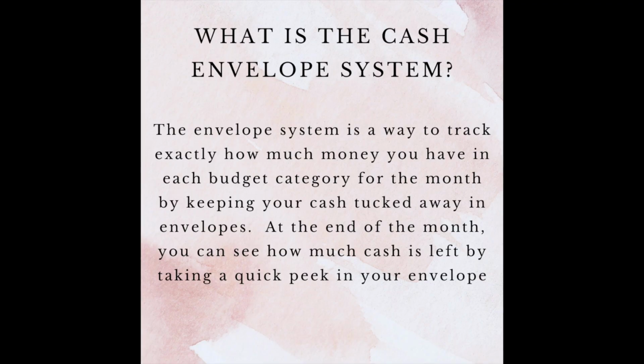So let's get started. What are cash envelopes? The envelope system is a way to track exactly how much money you have in each budget category for the month by keeping your cash tucked away in envelopes. At the end of the month, you can see how much cash is left by taking a quick peek in your envelope. That is the Dave Ramsey definition of what cash envelopes are. That is how I learned about what cash envelopes are in the beginning of my journey.